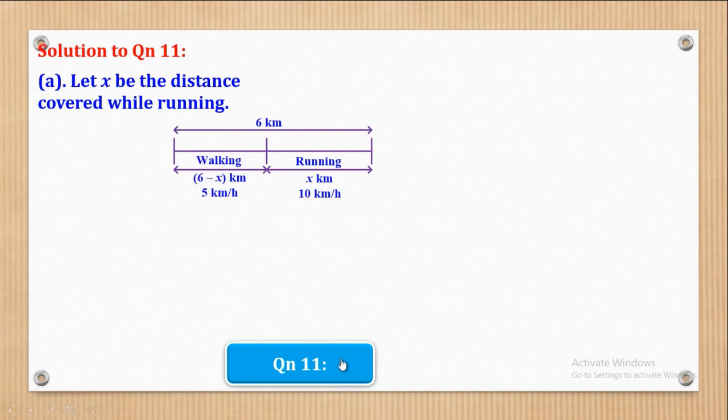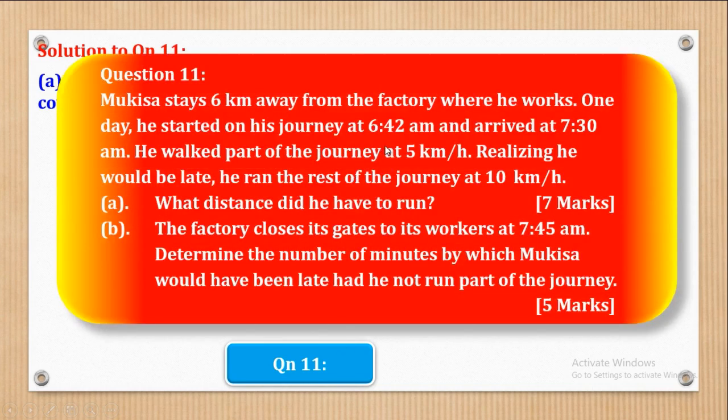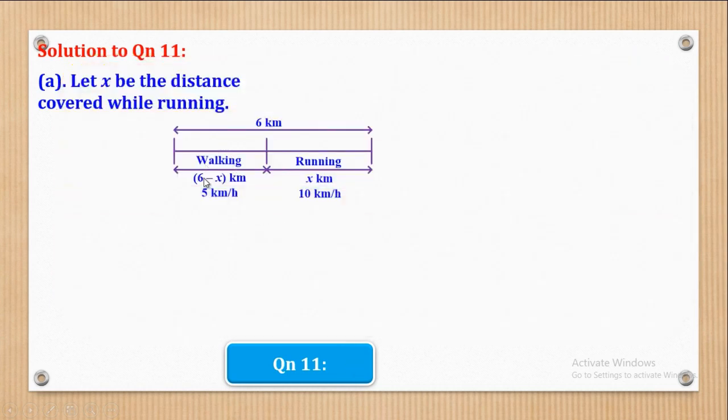But remember, they told us that the speed while walking was 5 kilometers per hour and the speed while running was 10 kilometers per hour. Therefore, we shall come here and say that while walking the speed will be 5 kilometers per hour and while running the speed will be 10 kilometers per hour.